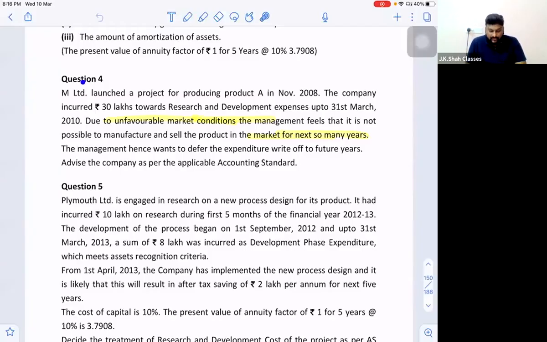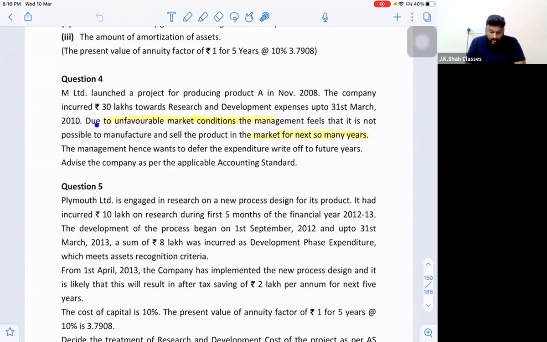Question number 4. M Limited launched the project for producing product A in November 2008. The company incurred 30 lakh rupees towards research and development expenses up to 31st March 2008. So from the last 1 or 2 years, they are continuously going on with the research and development, and the total cost incurred on research and development both is 30 lakhs. Correct? Bifurcation is not given.